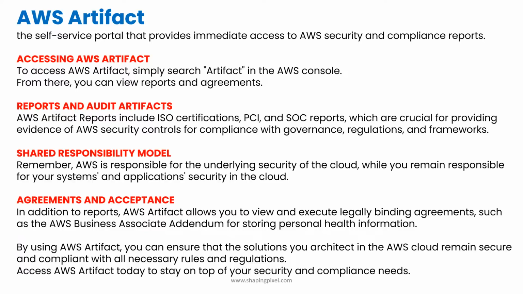Remember, AWS is responsible for the underlying security of the cloud, while you remain responsible for your systems and applications security in the cloud. In addition to reports, AWS Artifact allows you to view and execute legally binding agreements, such as the AWS Business Associate Addendum for storing personal health information. By using AWS Artifact, you can ensure that the solutions you architect in the AWS Cloud remain secure and compliant with all necessary rules and regulations. Access AWS Artifact today to stay on top of your security and compliance needs.